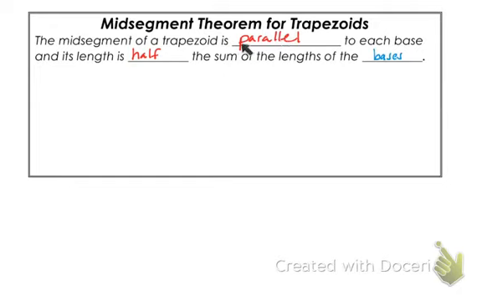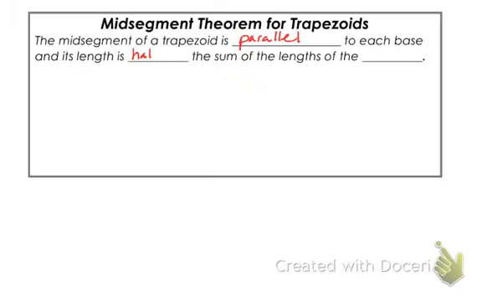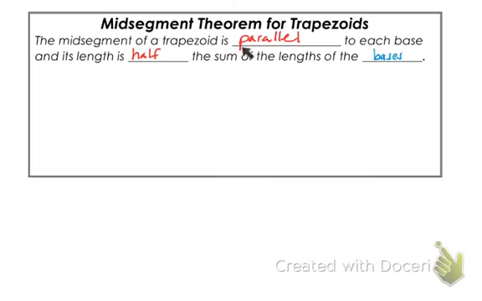So the mid-segment of a trapezoid is parallel to each base, and its length is half the sum of the lengths of the bases. So in this diagram right here, we have a trapezoid, and we know that this MN is the mid-segment. And the mid-segment is going to be parallel to each of the bases. Okay? So then if we have to figure out the length of MN, well, going back to our previous slide, we know that the mid-segment is half the sum of the lengths of the bases.